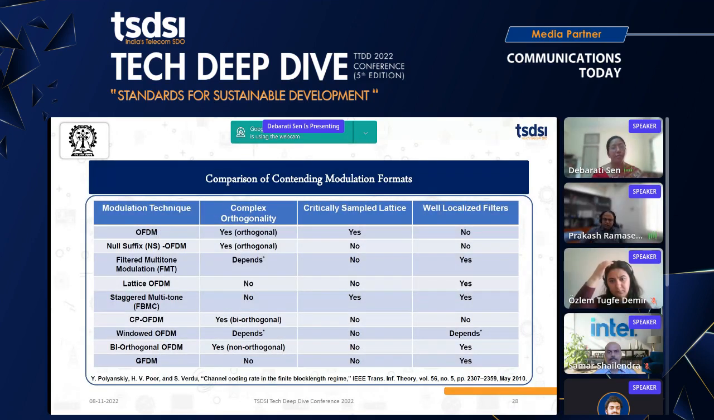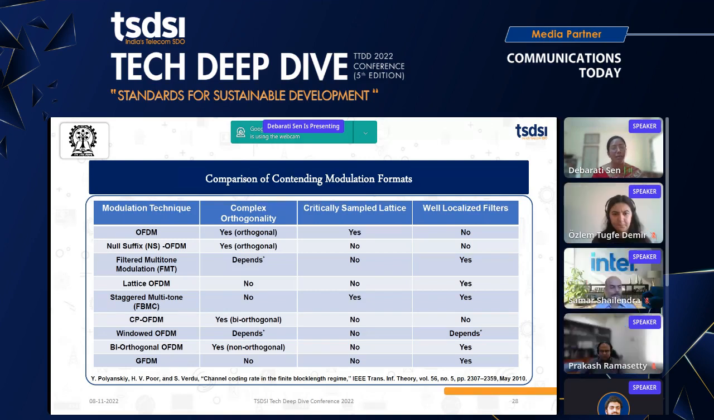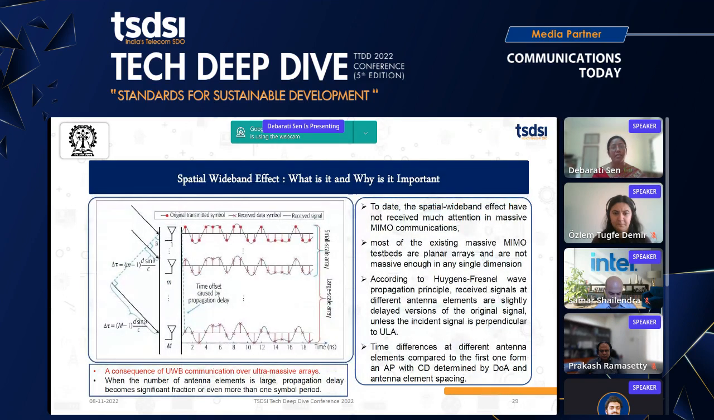Professor Sen, you will have to summarize and close. Sure. Okay, cool. So these are some of the modulation schemes that we can think of, and their plus points and minus points are described here.